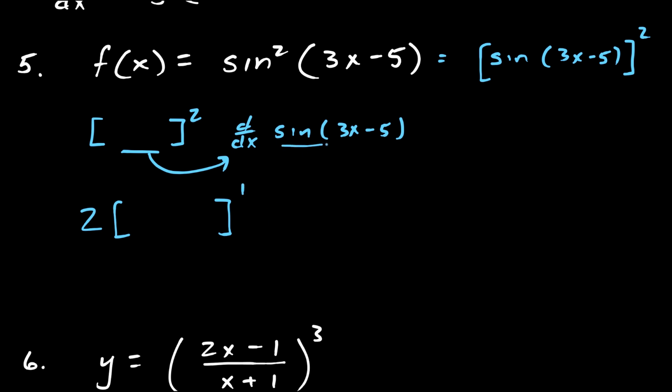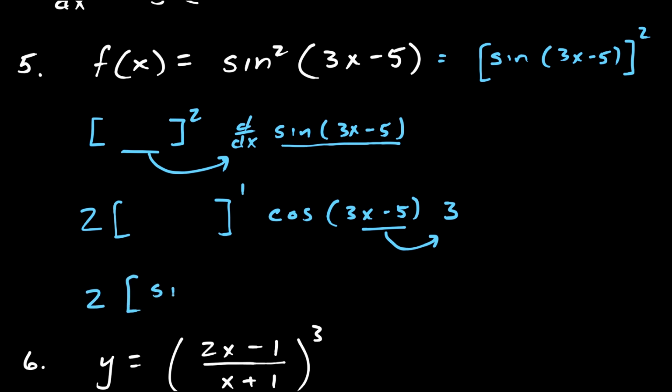Times, now let's take a look at this right here. This we've seen, the derivative of sine is the cosine, and again we can leave the 3x minus 5 there, and then our derivative there is just 3. Putting this all back together, we would have 2 times the quantity sine 3x minus 5, again I'm going to write to the first power, times the cosine of 3x minus 5, and that's times 3.